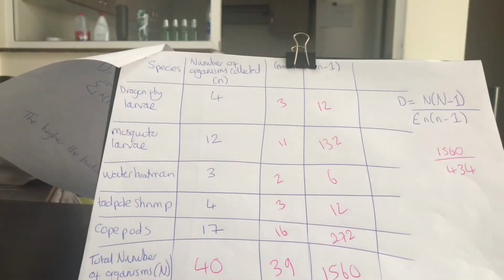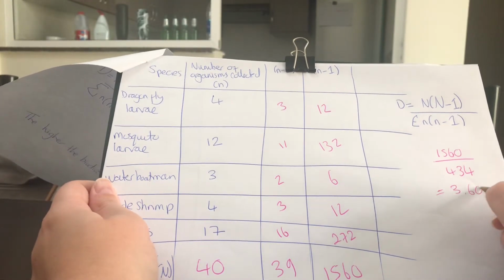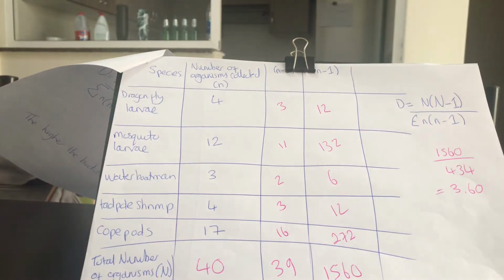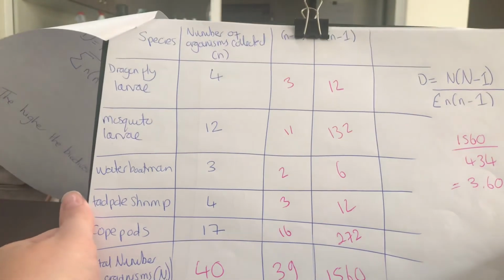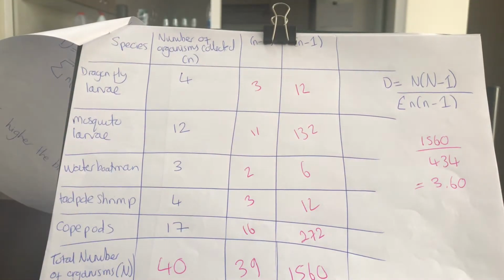All right, so now I need to do 1,560 divided by 434, which equals 3.60. Okay, so that would be your diversity or biodiversity index for that particular habitat. So 3.6, relatively high, so it's a relatively biodiverse area.